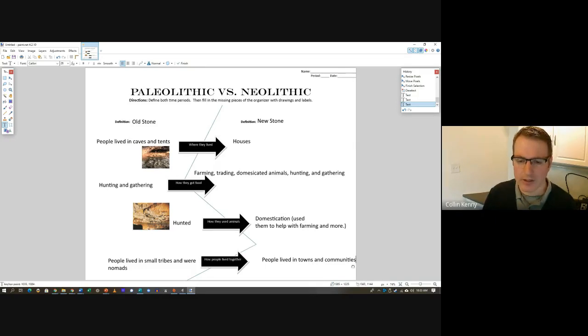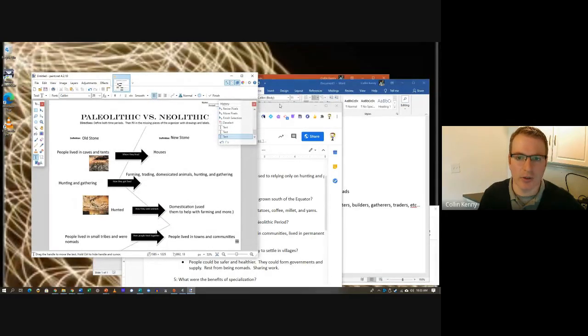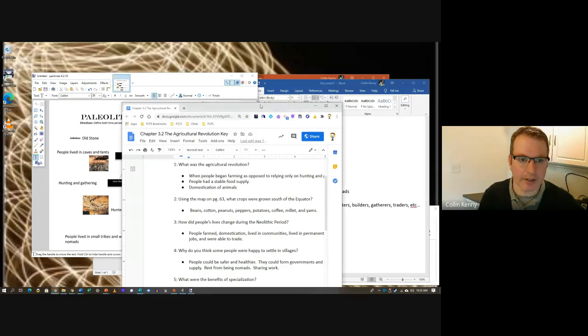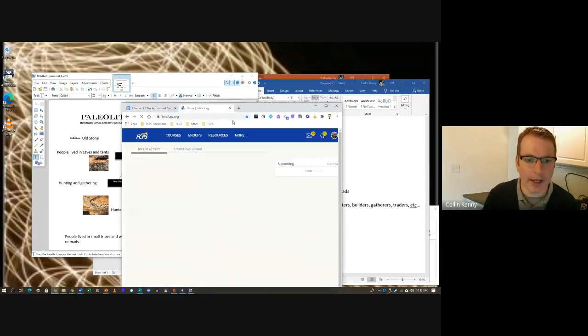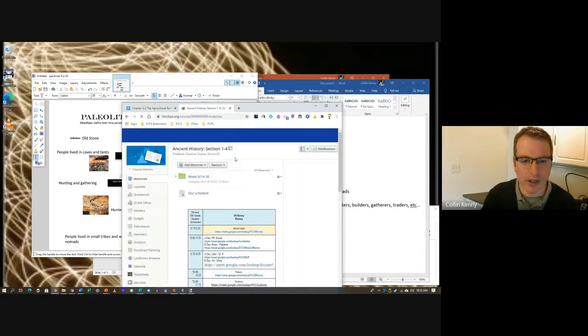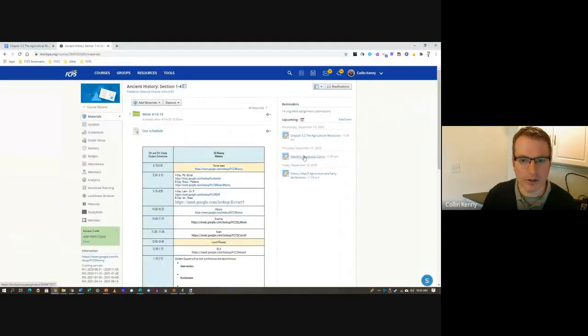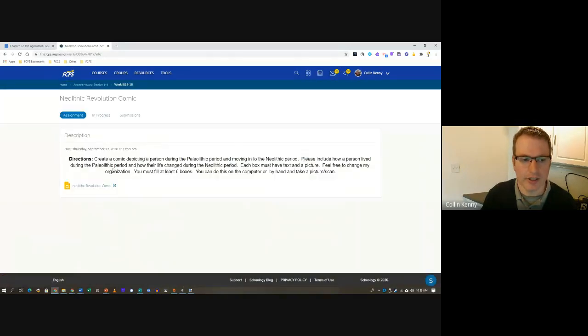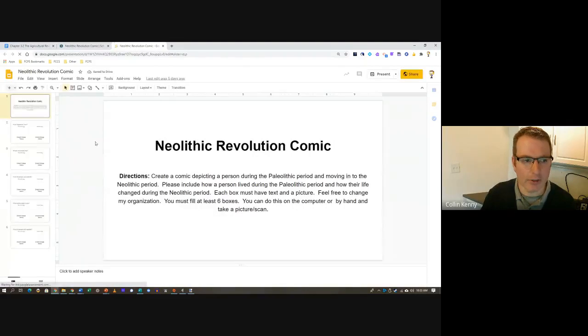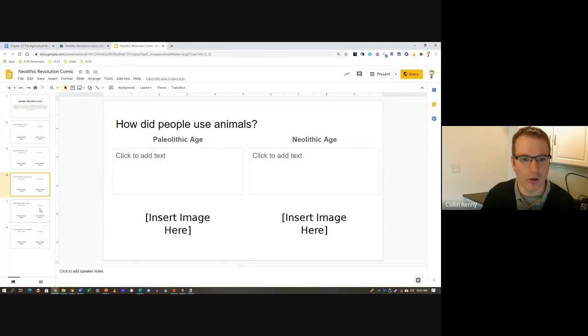Good. All right. So this is our organizer that we're making. Your assignment that you're going to be working on today and tomorrow, so if you don't finish today, it's okay because it might take a little while, is going to be similar to this. So what we have here is it broken up into the different aspects of life. When we go to our page and you look at your assignment for today, which is our Neolithic Revolution comic, you're going to see that you are going to be creating this in a Google slide or on a sheet of paper. You're going to want to tell me the answers to these questions in text, and then have a picture to go with it.